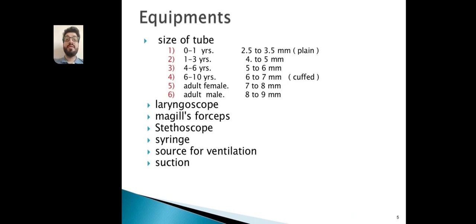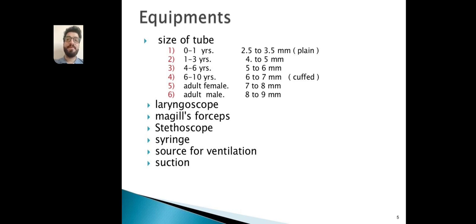So now we will be discussing the equipments that are required at the time of endotracheal intubation. Firstly, we will require an endotracheal tube. The tube is made up of PVC. Initially we were having red rubber tubes as well, but nowadays we are having PVC tubes. The PVC tubes are single-use tubes, while the red rubber were multi-use tubes.